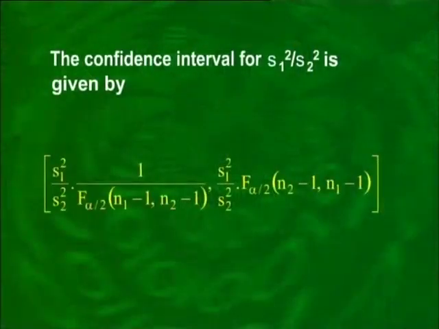All right, let us begin with interval estimation. As you now see on the screen, the confidence interval for the variance ratio sigma 1 square over sigma 2 square is given by S1 square over S2 square multiplied by 1 over F alpha by 2 N1 minus 1 comma N2 minus 1 degrees of freedom. This is the lower limit, and the upper limit is given by S1 square over S2 square multiplied by F alpha by 2 N2 minus 1 comma N1 minus 1 degrees of freedom.